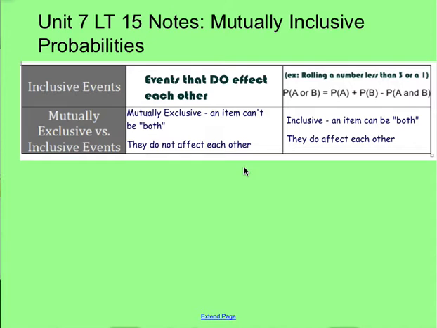Today we're going to be doing Unit 7 Learning Target 15. We're going to be talking about mutually inclusive probabilities. Yesterday we talked about exclusive, today we're going to talk about inclusive.